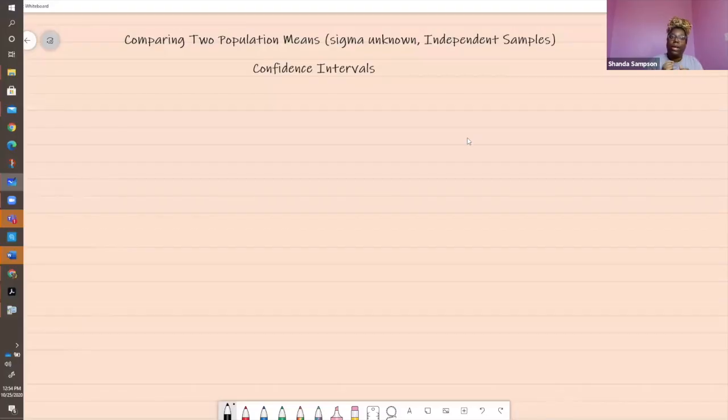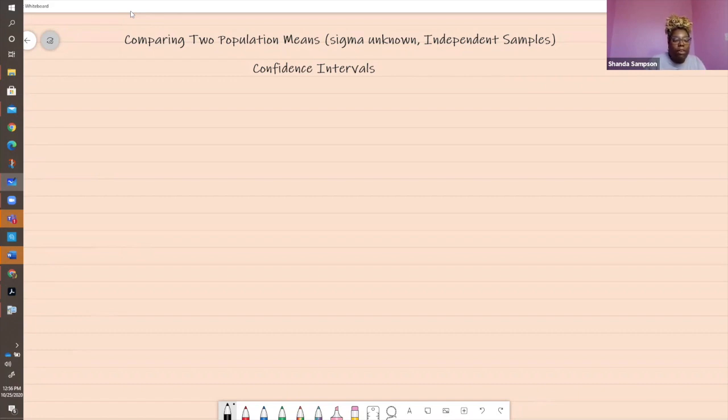As I said, we're comparing two population means when sigma is unknown, and these are independent samples, and we talked about independent samples in our last video. We're talking about these independent samples which have nothing to do with each other. When we're comparing two population means and sigma is unknown, the variance comes into play, because we're going to have to know whether the variance is the same or the variances are going to be different. That's going to play a major part in your error, which means it's going to play definitely a major part in your answer.